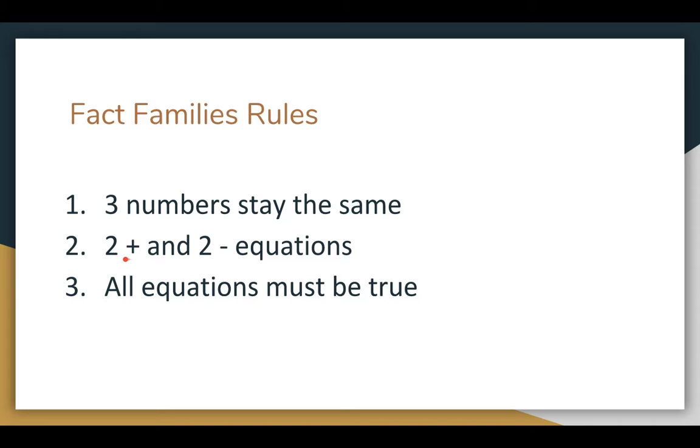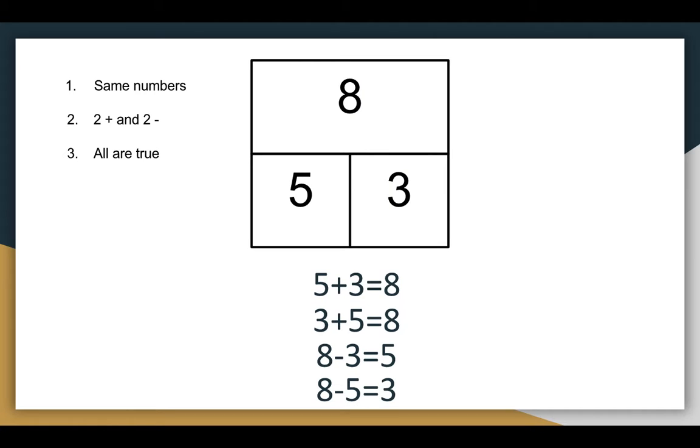Then that second rule is that we have 2 addition and 2 subtraction equations with our fact families. And finally, all equations must be true. So I like to go in at the end and make sure, is this a true equation? Because it can't be something that doesn't make sense or isn't true. So if we go back to our part-whole box and our equations, we already checked off that, yep, they all have the same numbers. They all have a 5, a 3, and an 8, which is part of that part-whole box of that fact family.